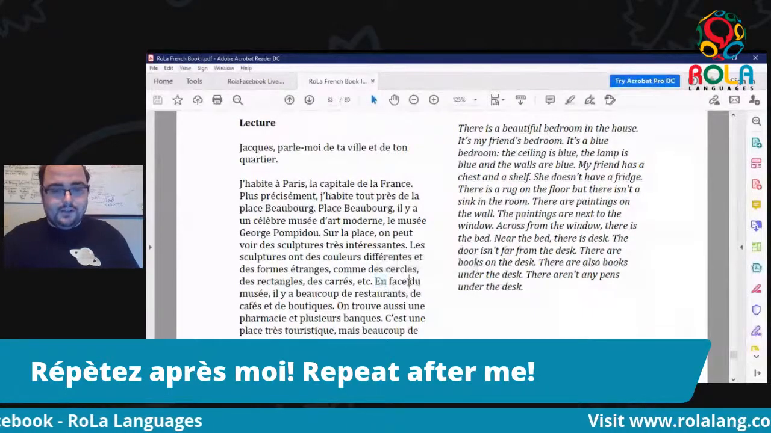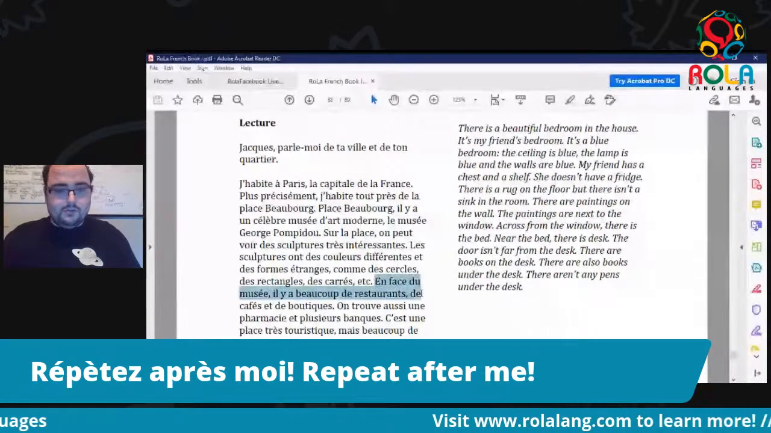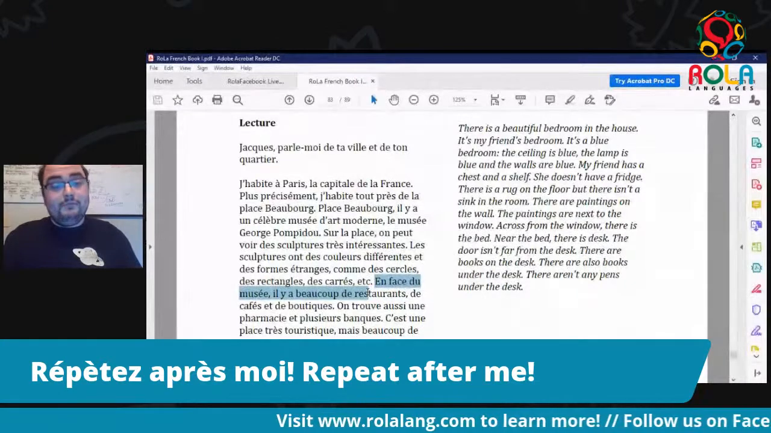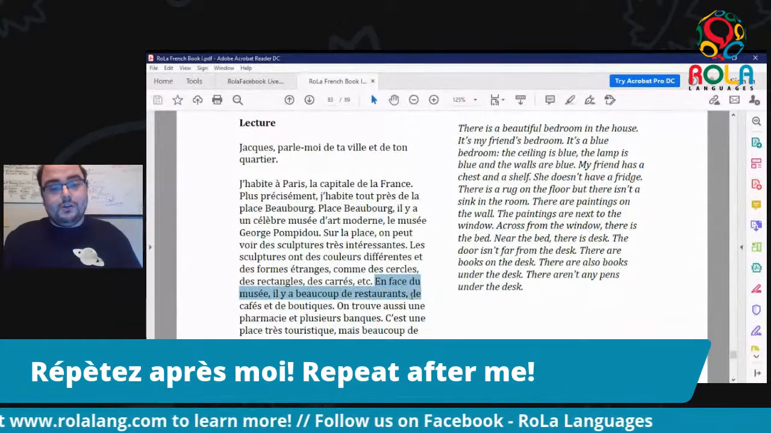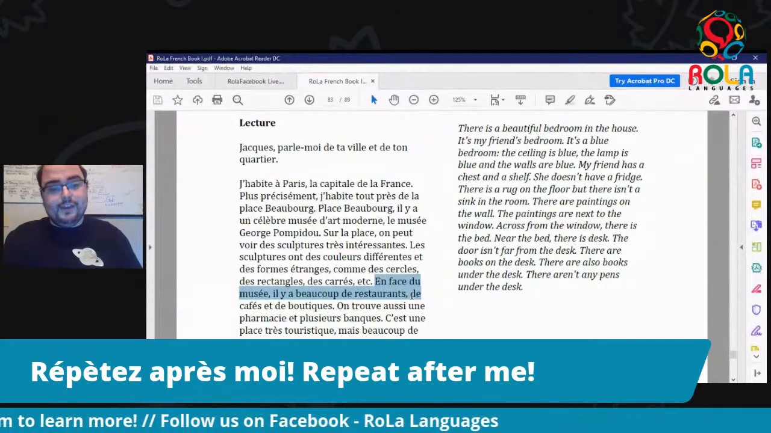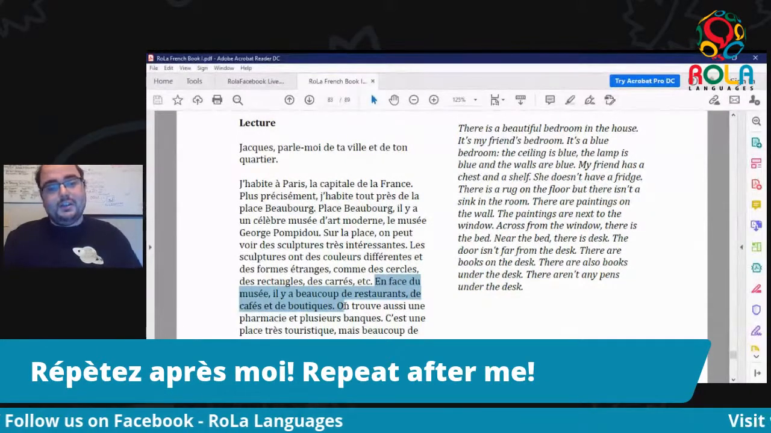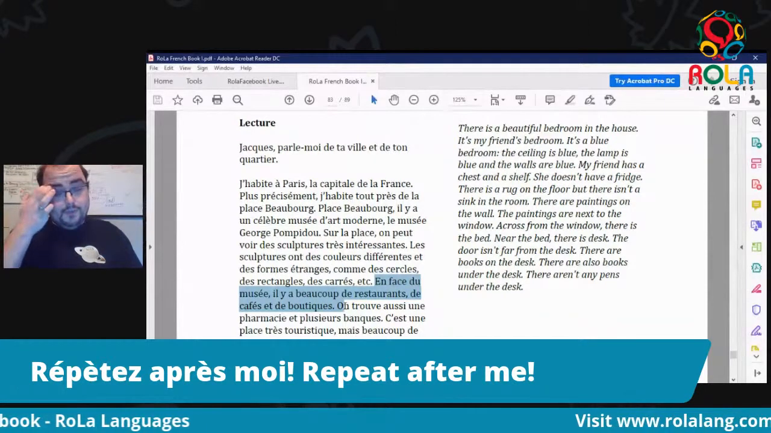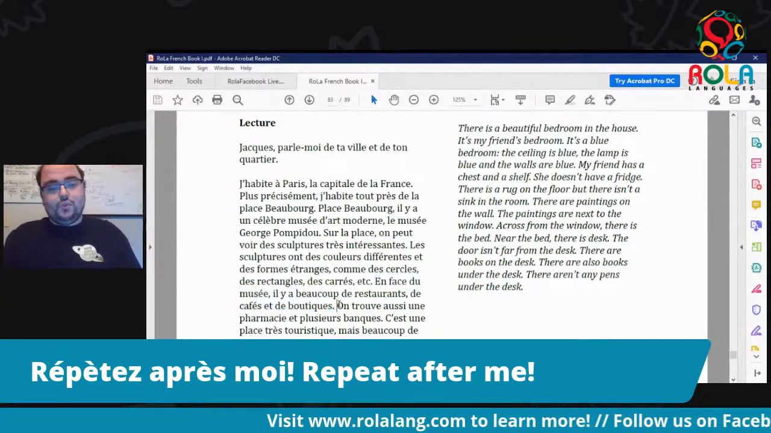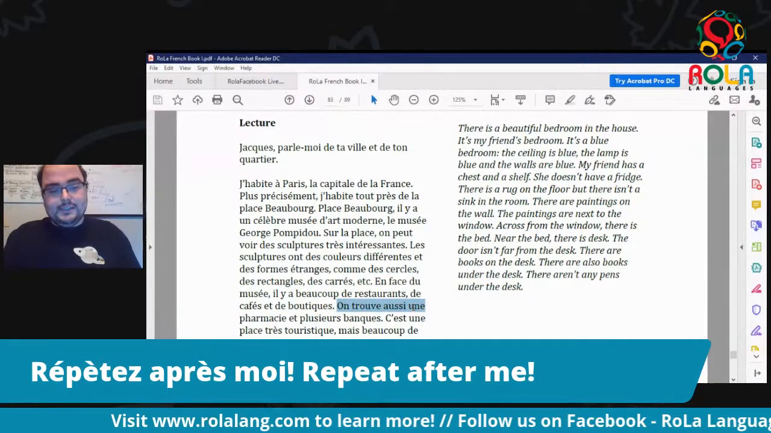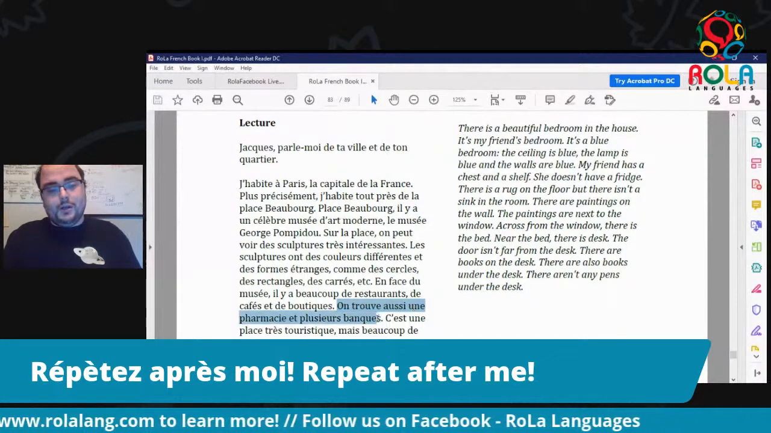Oh, voilà. En face du musée, in front of the museum, il y a beaucoup de restaurants. There are a lot of restaurants, de cafés, coffee shops, et de boutiques and shops, like stores. Très bien. On trouve aussi une pharmacie et plusieurs banques.